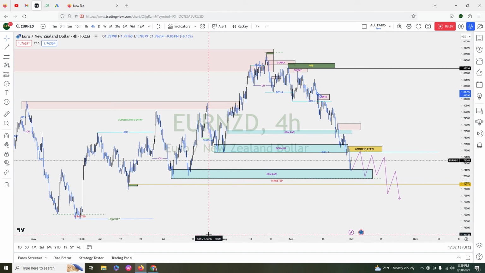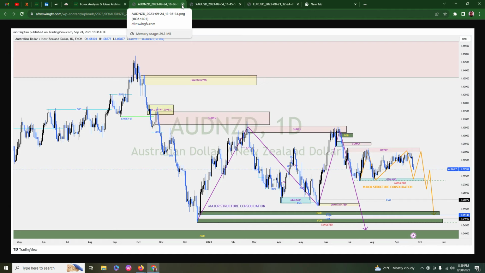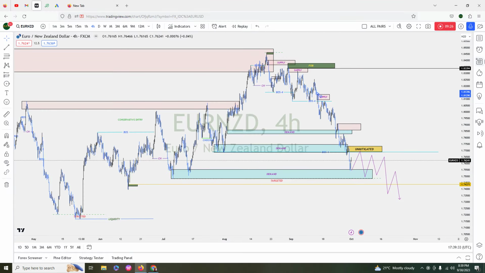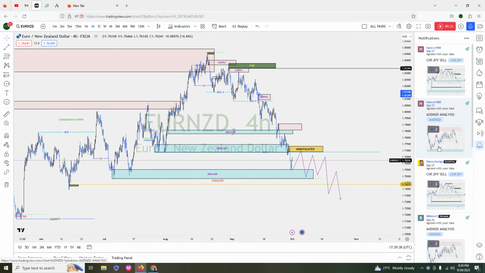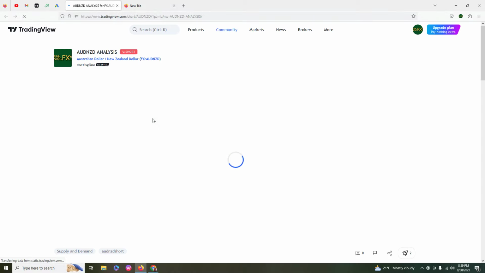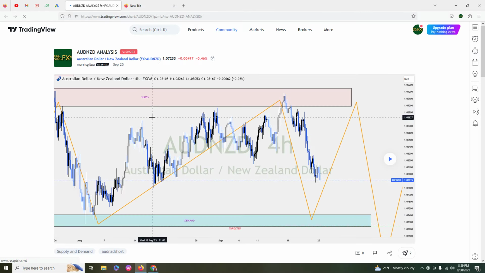The next pair would be AUDNZD. So September 24th again, we posted this work, and I remember posting this on TradingView. Allow me to just take you to that piece of work that was posted on TradingView. So this is it. Just give it time to load.